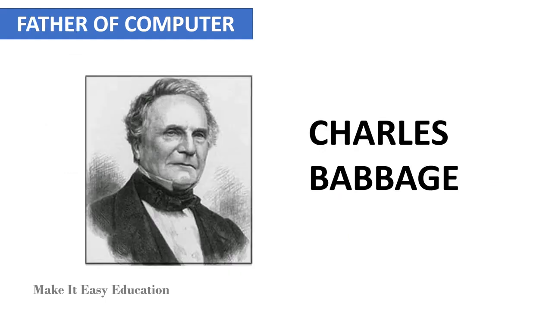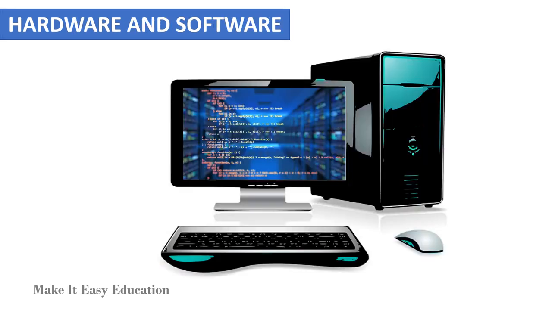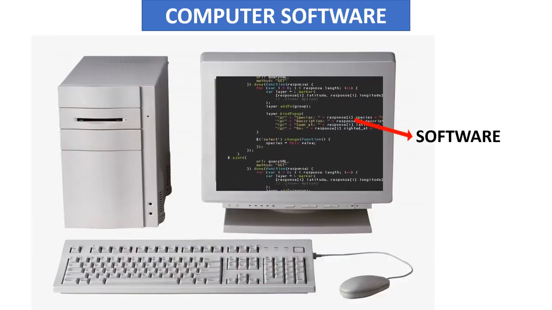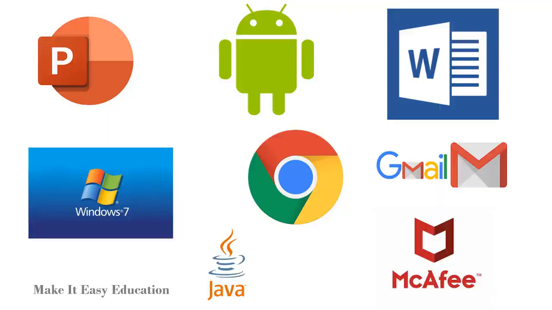Father of computer. Charles Babbage is known as the father of computer. Hardware and software. A computer is made up of hardware and software. Computer hardware is any part of a computer that we can touch. Examples of computer hardware are monitor, CPU, keyboard, motherboard, printer, scanner, speaker. Computer software is the set of instructions that makes the computer work. Examples of computer software are PowerPoint, Android, Microsoft Word, Windows, Java, Google Chrome, Gmail, antivirus software.